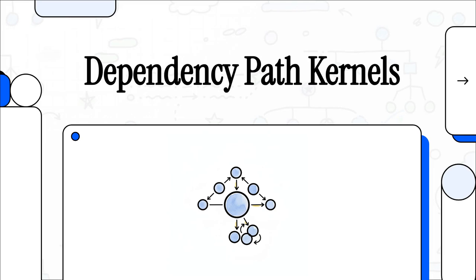Today, we're diving into the highly specific but absolutely fascinating mechanics of how we actually teach machines to understand complex relationships in text. We're talking about a concept called dependency path kernels. If you've ever wondered how an AI reads a paragraph and magically extracts structured, meaningful facts from it, well, you're exactly in the right place. Let's get right into it.